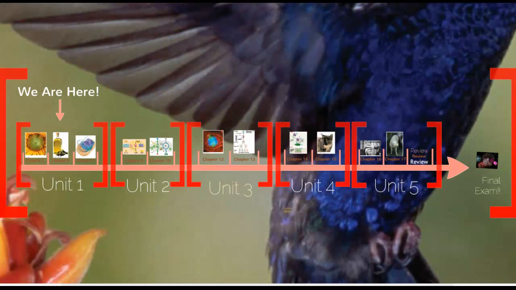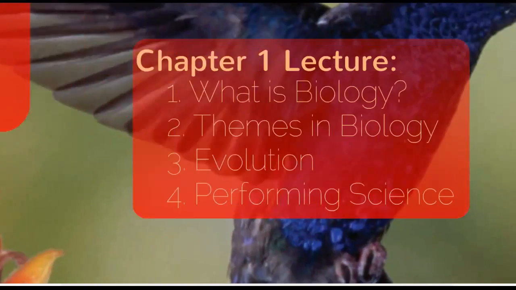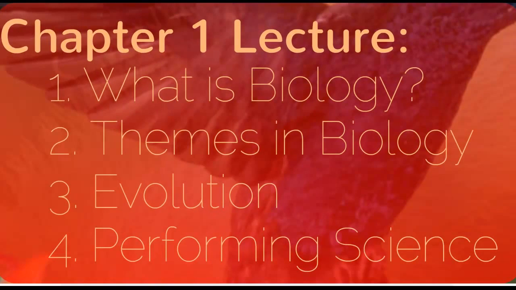At the start of each lecture, I will review a lecture outline, the objectives for the chapter, and the semester course map. This semester we have 5 units. We'll begin Unit 1 with Chapter 1, which covers the basic principles of biology and the properties of life. The unit will continue with Chapter 5, Macromolecules, and we will finish the unit with Chapter 6, the cell. For Chapter 1 we'll be discussing what is biology, themes in biology, evolution, and the process of performing science.